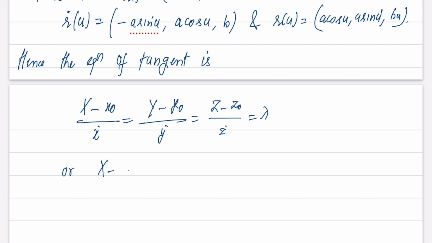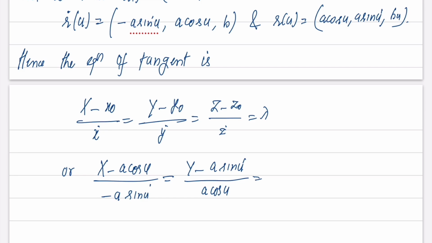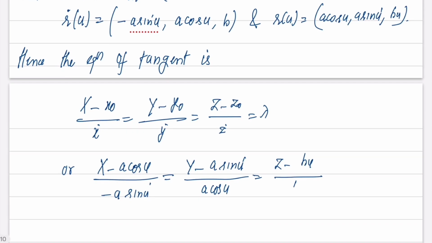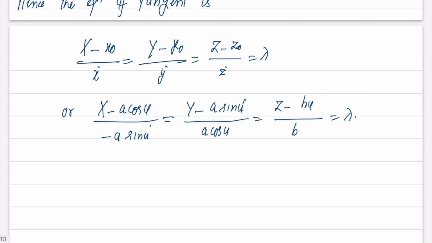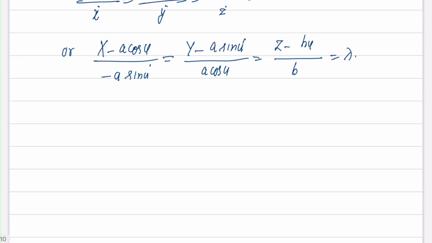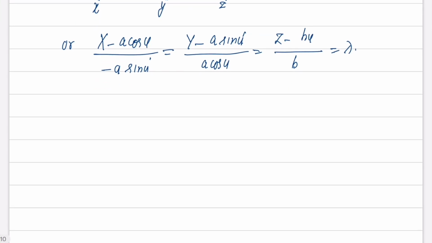Now x minus x naught divided by x dot is a cos u divided by minus a sin u. This is equal to y minus y naught, that is, a sin u divided by y dot, which is a cos u. And z minus z naught, that is bu, divided by its derivative, that is equal to b. This is equal to lambda. So therefore, this is the equation of tangent to a right circular helix at the point a cos u, a sin u, bu.